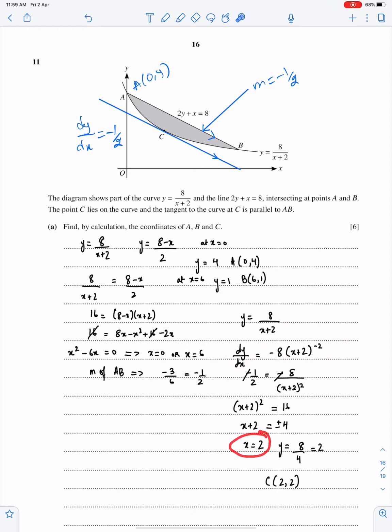x is 2. Take the positive value of x because this is on the right side of the origin. x is positive. So x is 2. By substituting x = 2 into the equation of the curve, we can get the y coordinate. So this is the way to get the coordinates of A, B and C.